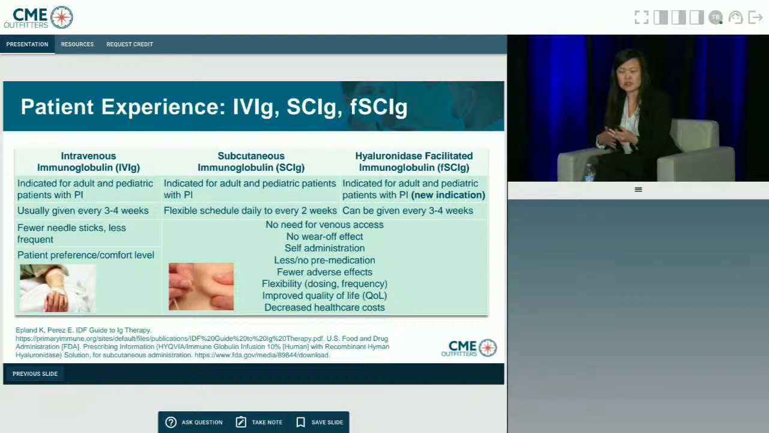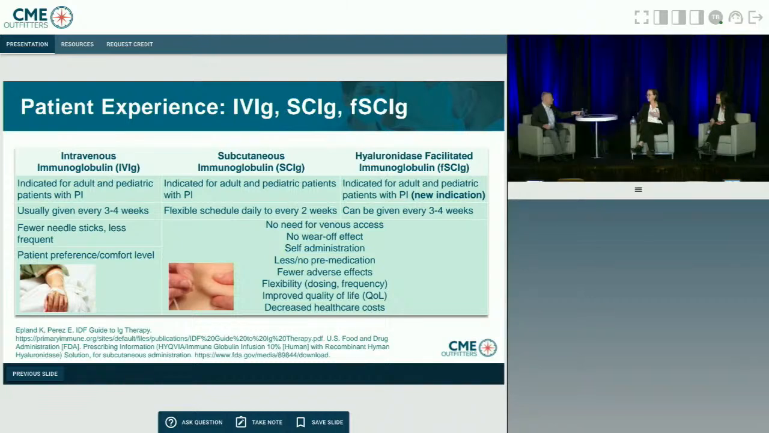So really, which one of these you pick, shared decision-making is by far the most important, and I can't tell you how many times I have switched between therapy and therapy and therapy. Yeah, so that's one of the questions that came through, Kristen, which is, do patients need to fail IVIG prior to being started on sub-Q or facilitated sub-Q immunoglobulin?